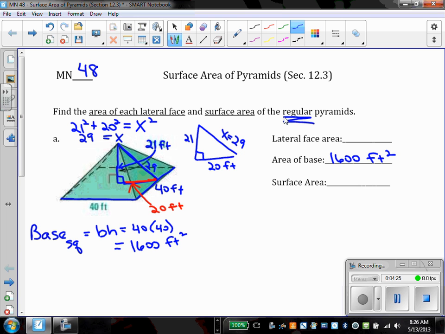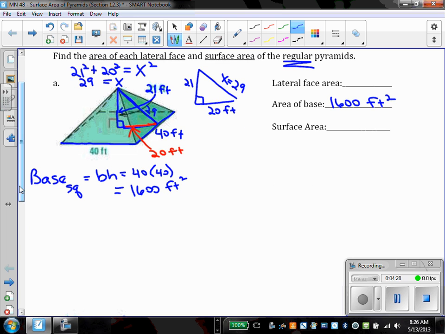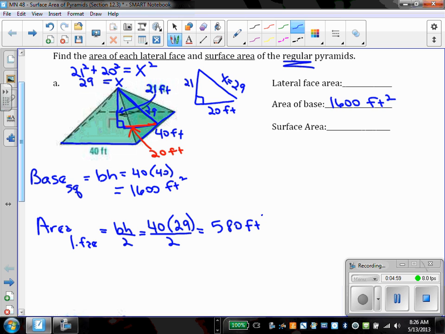So now let's find the area of that base, or excuse me, the lateral face. The area of the lateral face is a triangle, base times height divided by 2. The base of that triangle, as I mentioned before, is 40. The height we just calculated is 29, and we divide that by 2. When we multiply those together and divide by 2, we end up with 580 feet squared.